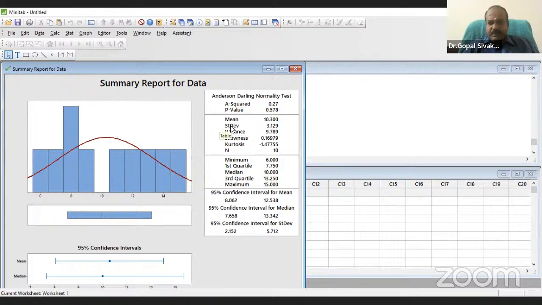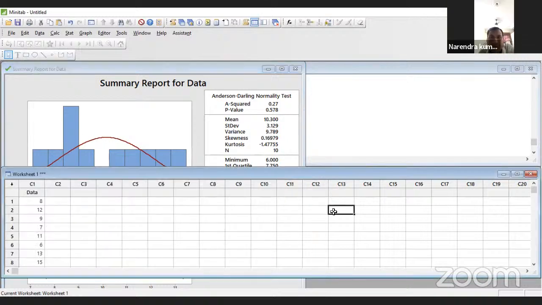And again, the mean, standard deviation, variance, and a few other pieces of information are available. We'll come to this a little later. All right. So far good, all of you? Yes, sir. Very good.